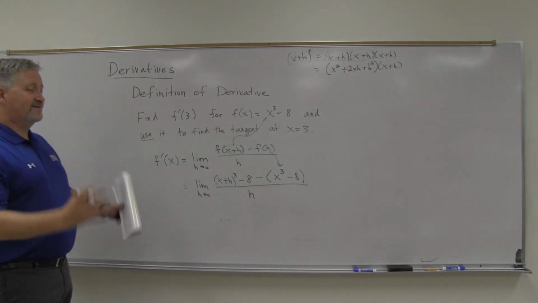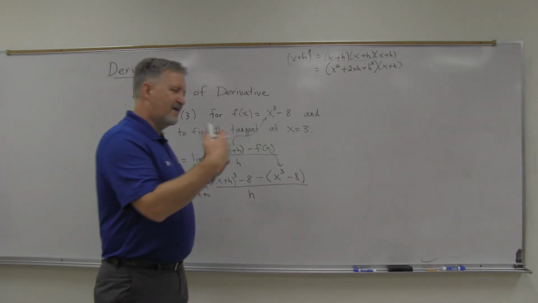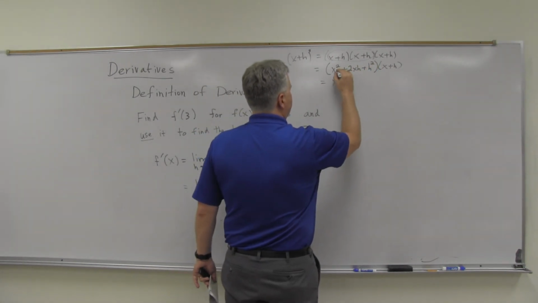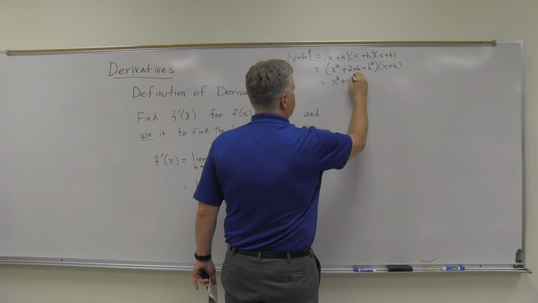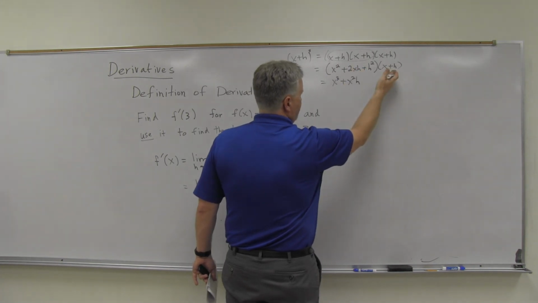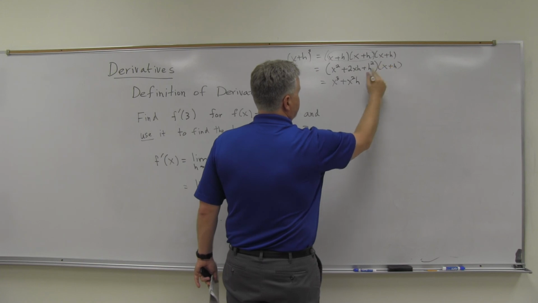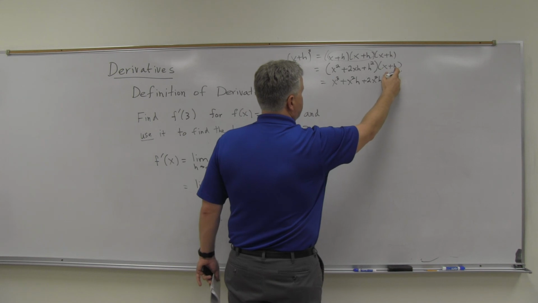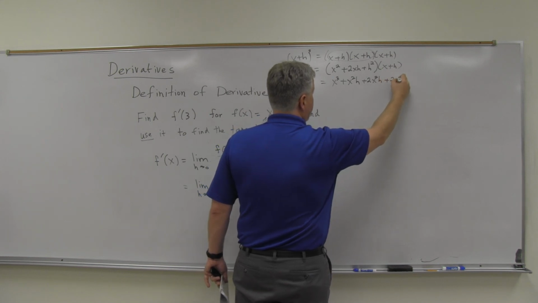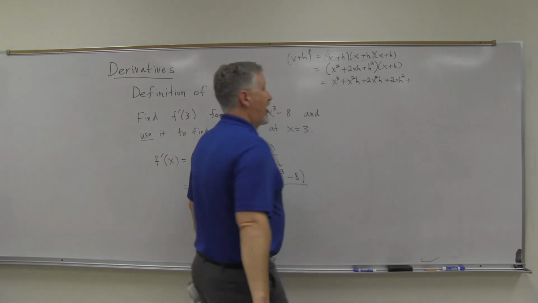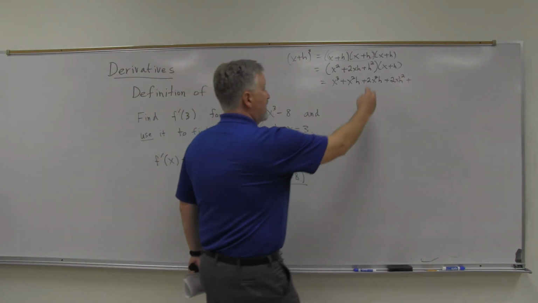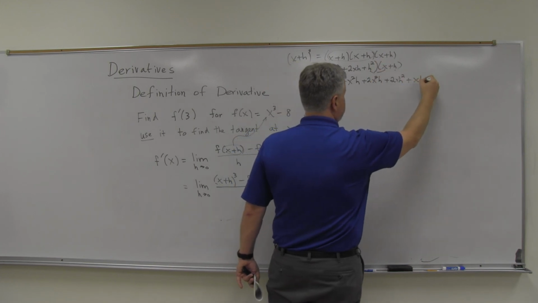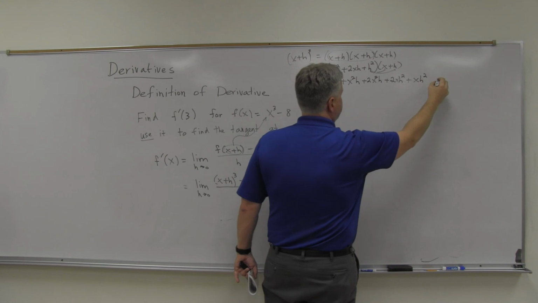But then you have to multiply all that times another x plus h. Well, it's kind of FOIL extended, let's call it. x squared times x is x cubed. x squared times h is x squared h. Then 2xh times x is 2x squared h, and 2xh times h is 2xh squared. And then h squared times x is xh squared, and h squared times h is h cubed.